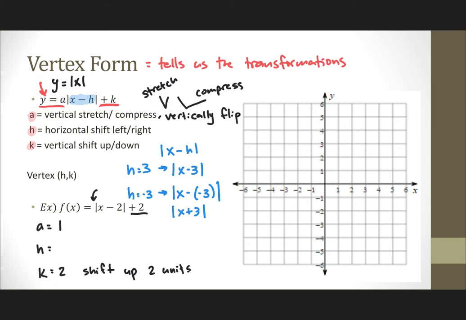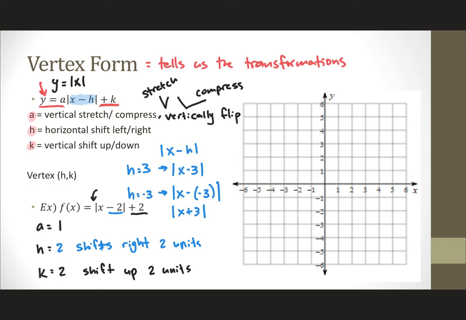Let's go to this equation over here. I have x minus 2. H is backwards. That means h is 2. So the whole thing shifts right 2 units.